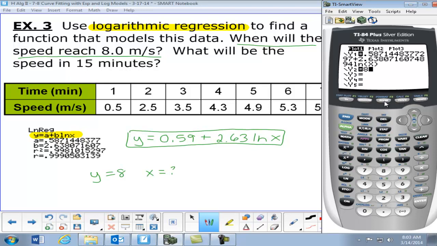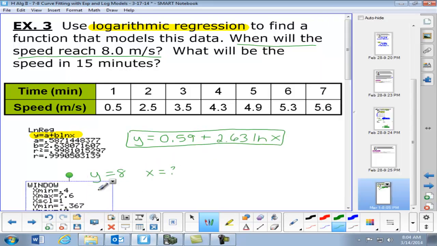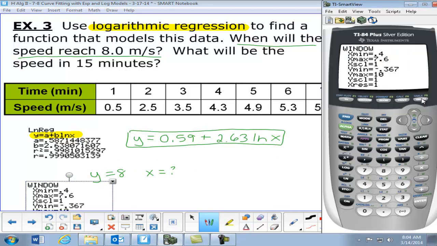Okay, now we need to go to zoom because this was on our one from last example, and we're going to go back to zoom 9, which is stat. But once again, we do not see our constant 8, so we need to go to our window and say, well, the maximum y value is 6.4, so we need to make this something bigger than 6.4, like 10. I'm going to go by a scale of 1. Graph.